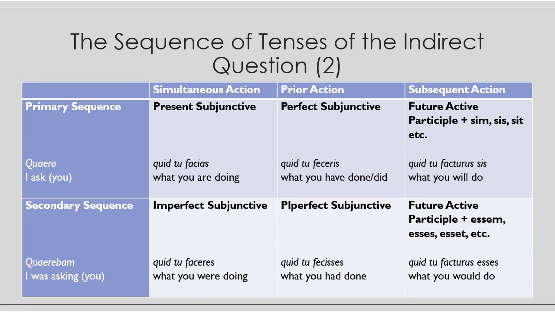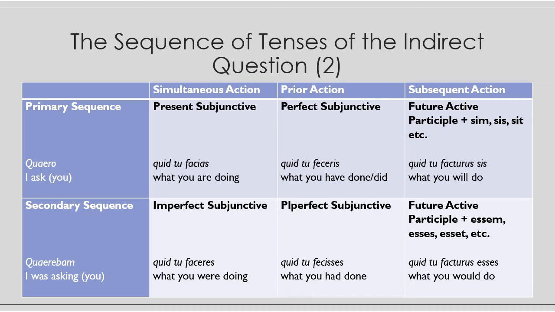Let us see the same thing but in secondary sequence. When you have a verb in secondary sequence, as we know, you basically have a verb in any kind of past tense. In this case, I chose an imperfect, quaerebam, I was asking you. If an action is simultaneous to a secondary sequence verb, in Latin you find the imperfect subjunctive. This means that in order to express two contemporaneous actions in the past, you always use the imperfect subjunctive. So, quaerebam quid tu faceres. I was asking you what you were doing in that moment, since it's simultaneous.